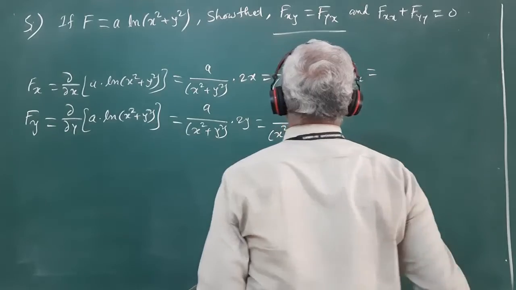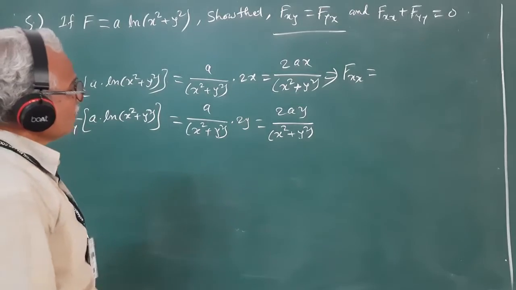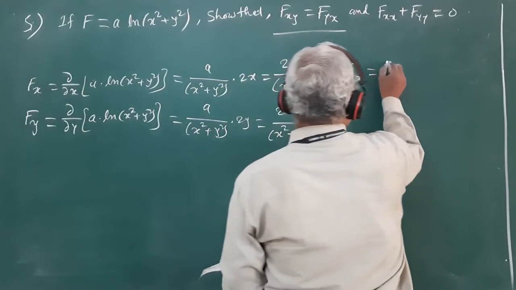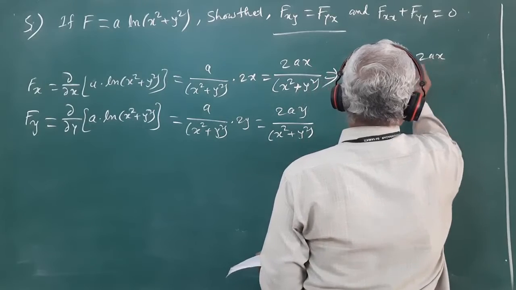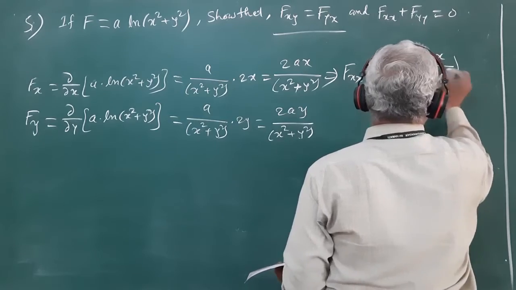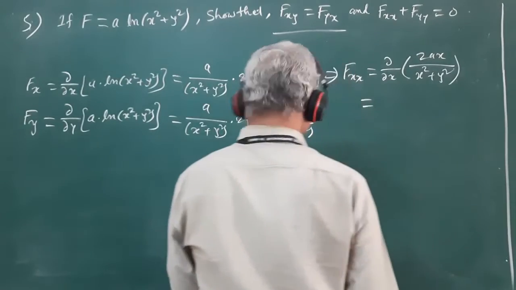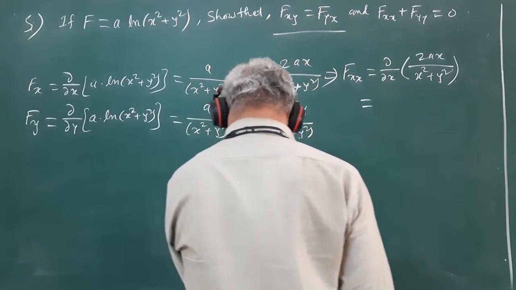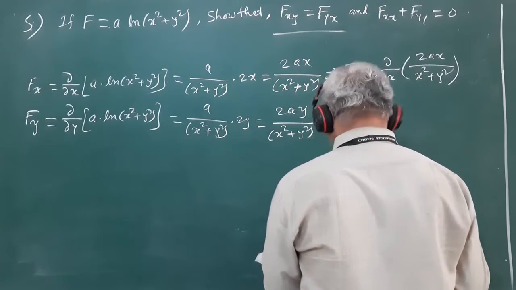fxx is equal to differentiating 2ax divided by x² + y², once again partially with respect to x, we get ∂/∂x of 2ax divided by x² + y². So this is fxx. Differentiating this, we again have to use the quotient rule for differentiation, or else you can apply the product rule also, it doesn't matter.